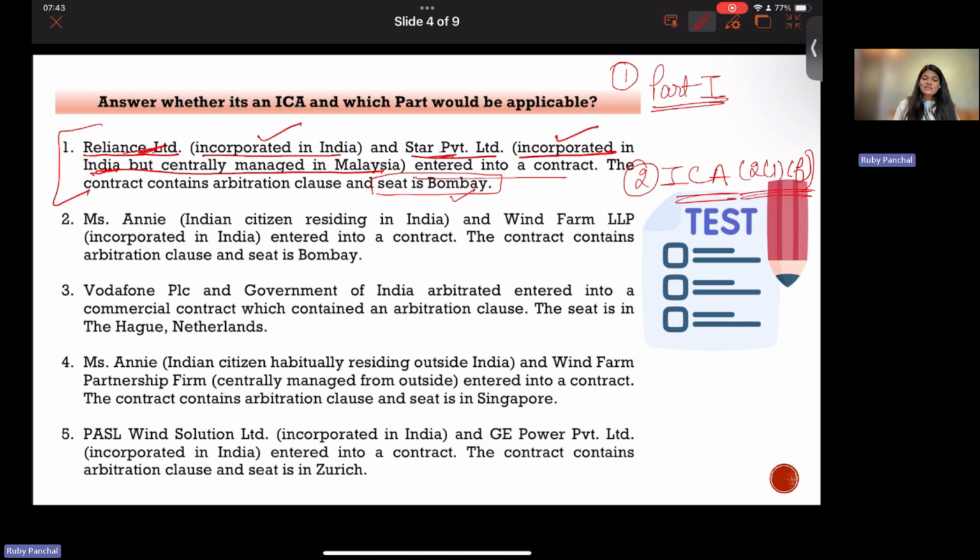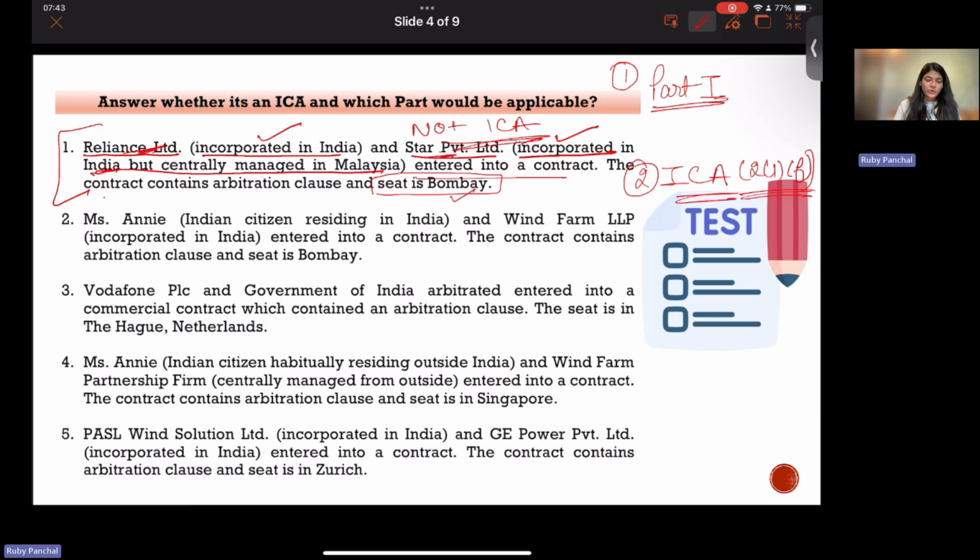So it is this case wherein the Supreme Court held that when it comes to companies, central management perhaps is not that important. The incorporation place is more important. And if that incorporation place is in India, then that's an Indian party at the end of the day, right? So herein, both companies incorporated in India, hence both companies are Indian parties. There's no international character. So this is not an ICA.